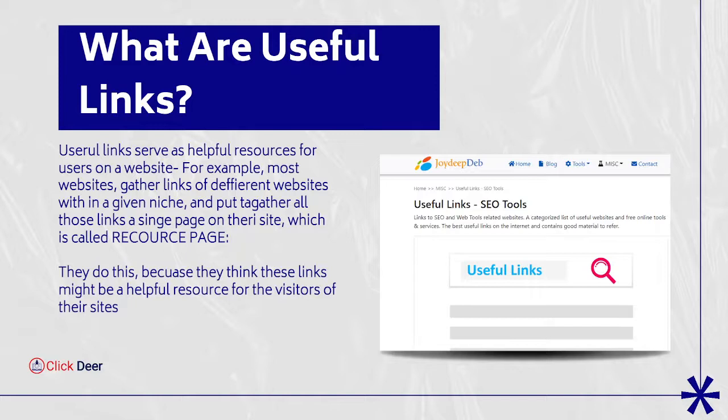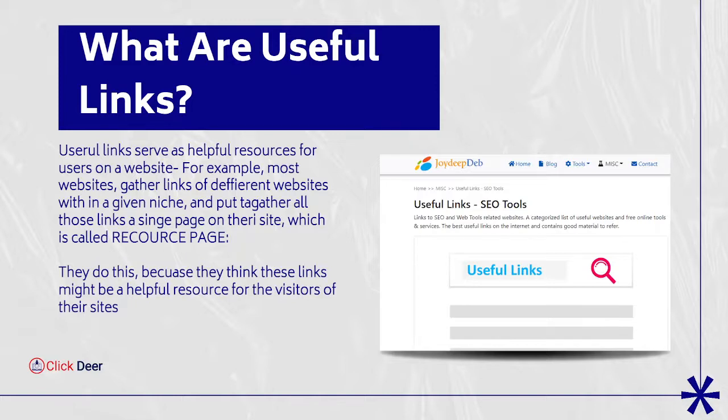Useful links serve as helpful resources for users on a website. For example, most websites gather links of different websites within a given niche and put together all those links on a single web page on their website, which is called a resource page, right? Which means they simply gather links from different helpful websites within a given niche.